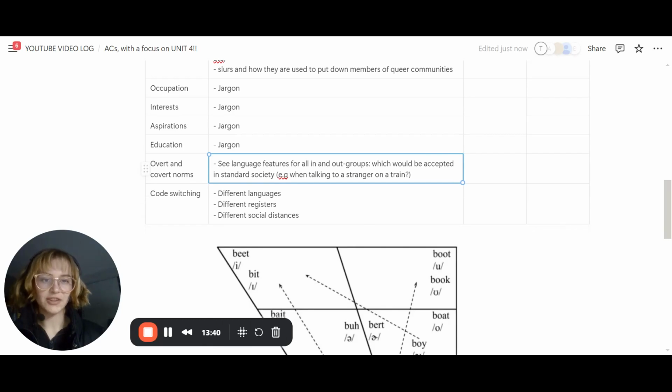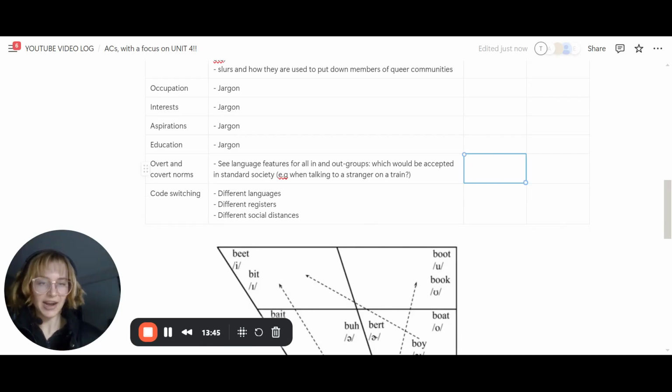Overt and covert norms. So same as prestige, super important to think about how in-groups and out-groups will view language differently, will give it prestige differently, what is considered the norm in certain situations. So for an overt prestige and norm, what sort of language do we expect when we're talking to a stranger on the train? Probably just a sorry if you step on someone's foot or something like that. Probably unlikely that you'd sit down and tell them your life story, right? Whereas that would be more of a covert norm between close friends.